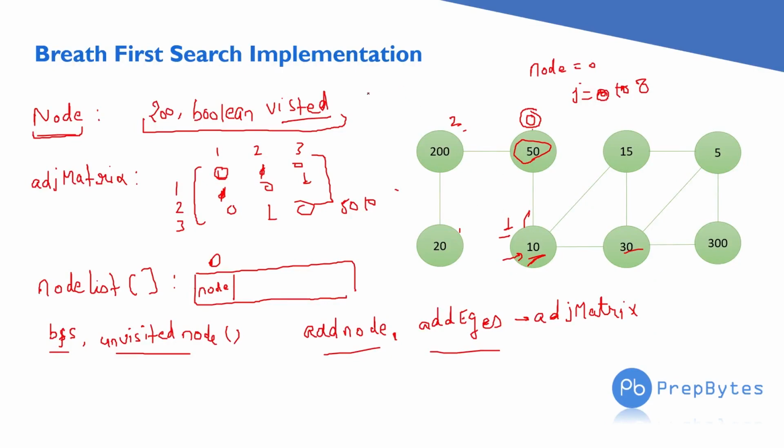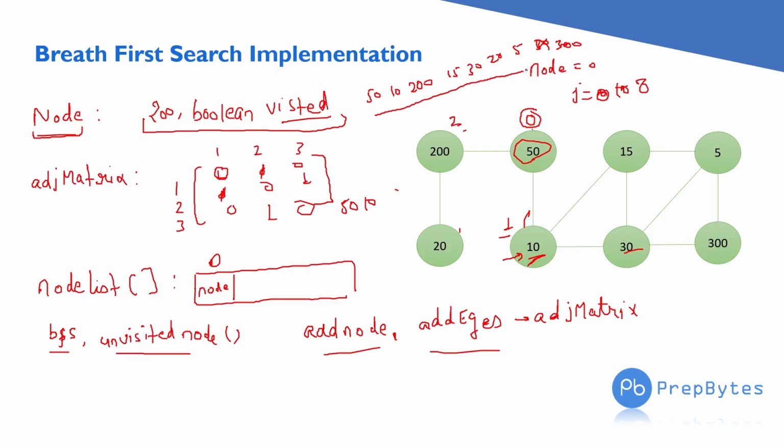So first it will print me 50, then it will print me 10, then it will print me 200. After that, on the queue, the uppermost element is 10, so for 10 it will print me nothing but 15 and 30. Fine. Then the uppermost element is 200, it will print me 20, the neighbor of 200. Then the uppermost element is 15, so it will print me the neighbor of 15, that is 5 and 30. Okay, so 30 is already printed, so it will not be printing again. After 15, 30 will be the uppermost element, and at last it will print me 300. So this will be my answer.